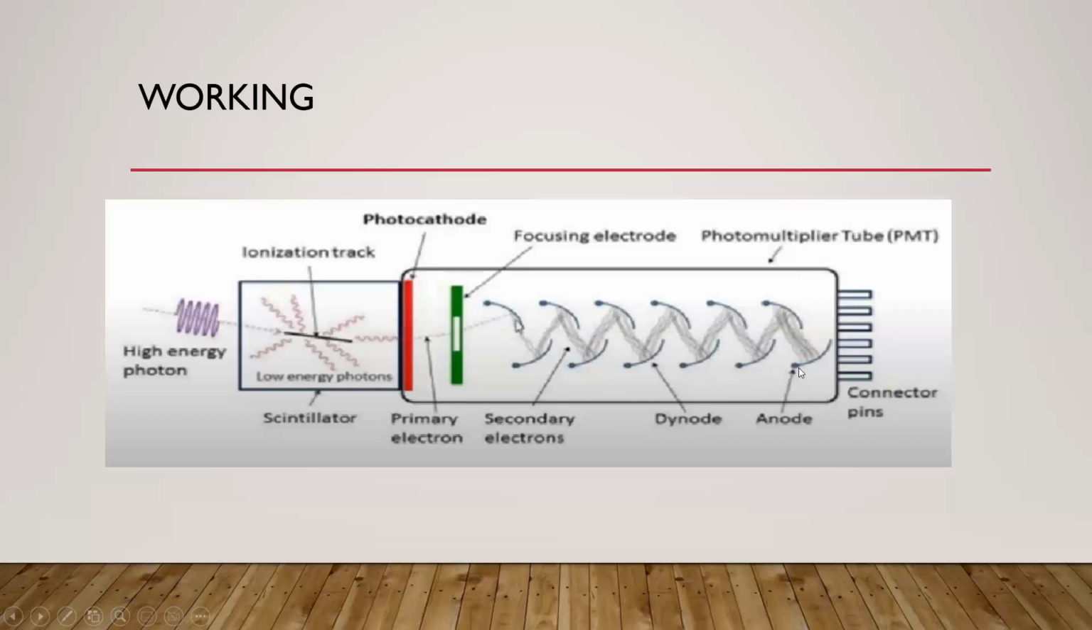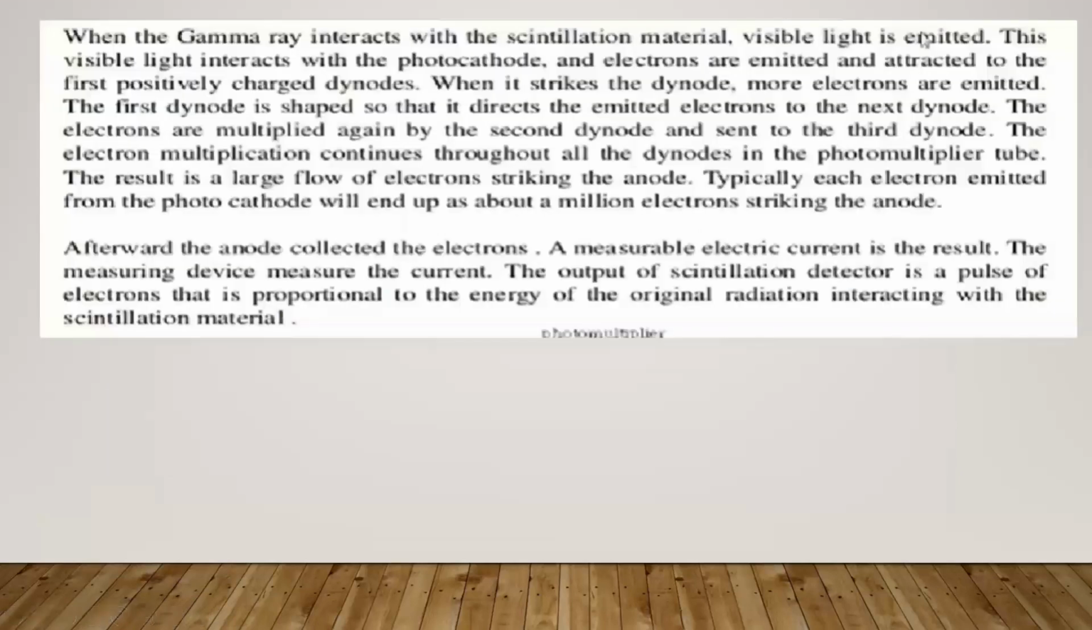Finally, an anode is kept at the end in order to collect all the electrons which are generated. These electrons are further detected by the detectors. So this is in brief explaining the working of the scintillation counter.